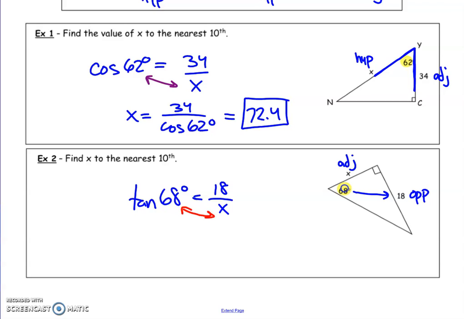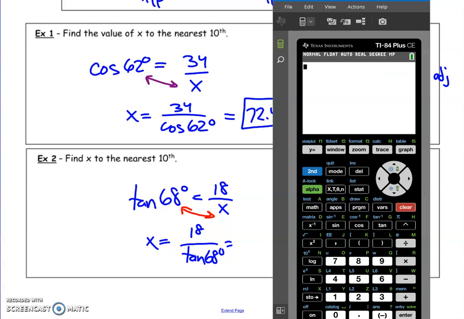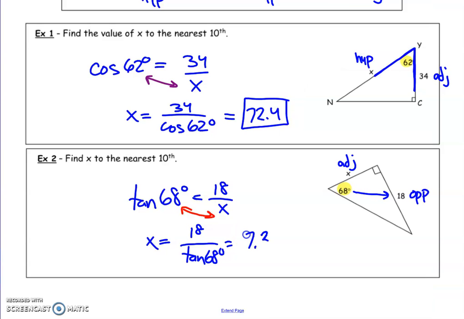So I want to see you guys write this out. x equals 18 divided by tangent 68. And then you can put that into the calculator. 18 divided by tangent 68. Hit enter. 7.3 to the nearest tenth.